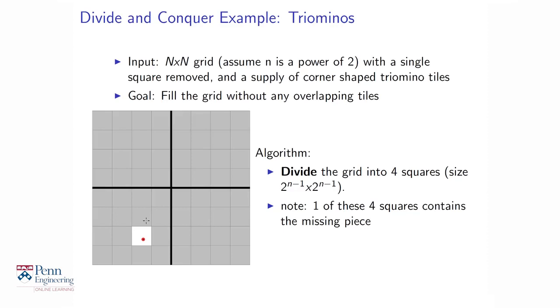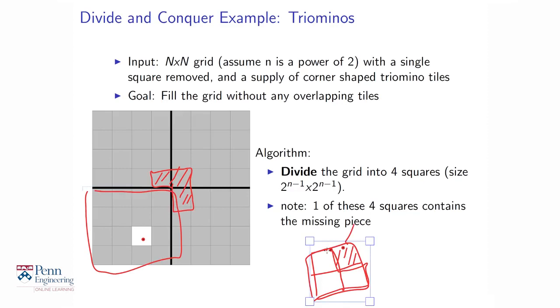Well, let's put a triomino right here. So this part is covered by a triomino. And now look what we have left. We have 4 subgrids, each of which has a hole in one place. And so if we can solve this problem, we can solve the bigger problem as well. So we've reduced the problem of tiling the bigger square into the problem of tiling 4 smaller squares of the same form.